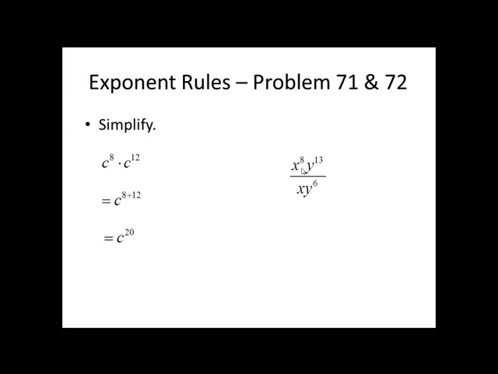When we have the same base in the numerator and denominator, we're looking to subtract the exponents. Keep in mind that if an exponent isn't written, it's 1. So here, 8 minus 1 will be the exponent for x, and 13 minus 6 will be the exponent for y. Both of those differences are 7, so we're left with x to the 7th, y to the 7th.